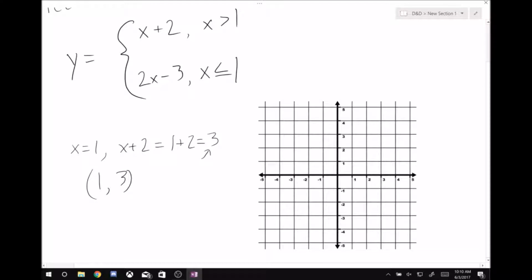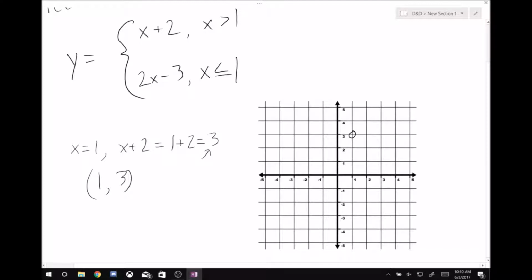So what we can do with that, now that we have this ordered pair for a point, is we can plot that. But notice that we have a greater than sign, not a greater than or equal to sign. That means, just like when we talked about in our inequalities, that we need to do an open circle. So at the point 1, 3, I'm going to draw an open circle. Okay? Now I'm going to do the same thing for the bottom equation.